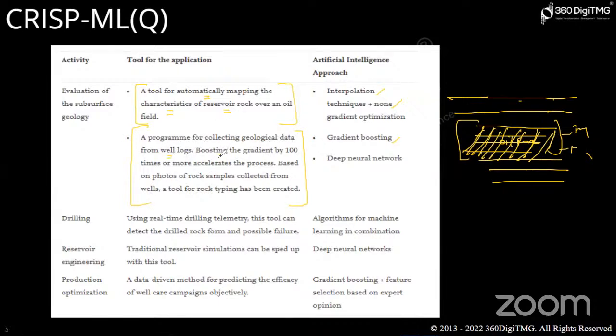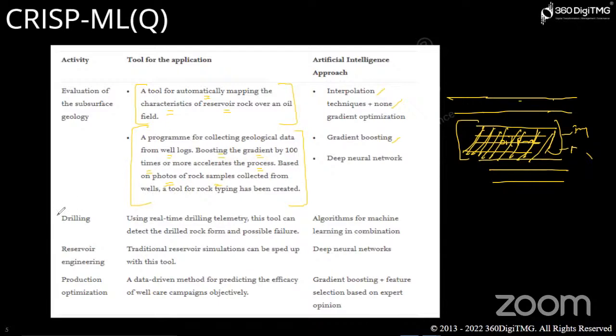So we use boosting technology. Boosting the gradient by 100 times or more accelerates the process based on photos of rock samples that we get here. So this is also a type of data. We are speaking about different types of data that we get in oil and gas industries, right?